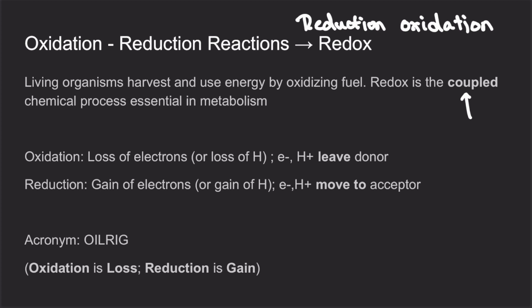But what do oxidation and reduction mean? Oxidation refers to the loss of electrons. In biology, we tend to look for a loss of hydrogen, because when we lose a hydrogen, we lose an electron. So you can refer to this as losing electrons or H plus leaving a donor. Reduction is the gain of electrons or the gain of hydrogen. Once again, e minus is electrons, and it's essentially a hydrogen acceptor. You gain hydrogen, that brings you electrons.